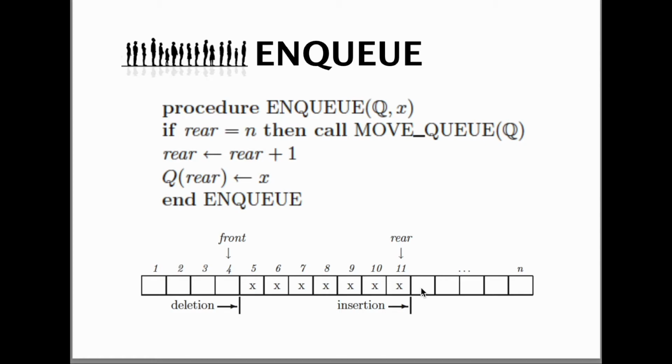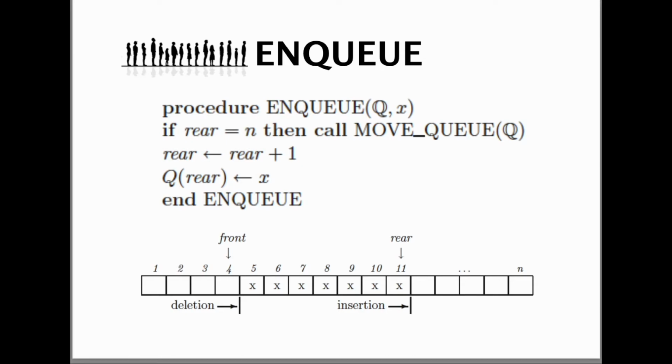The peek operation is much simpler because we just need to check whether the queue is empty. Otherwise, return the element in front. Deletion takes constant time. However, for insertion, the worst case scenario can happen where we need to move the elements.